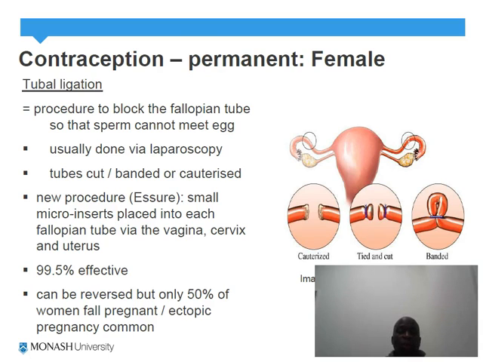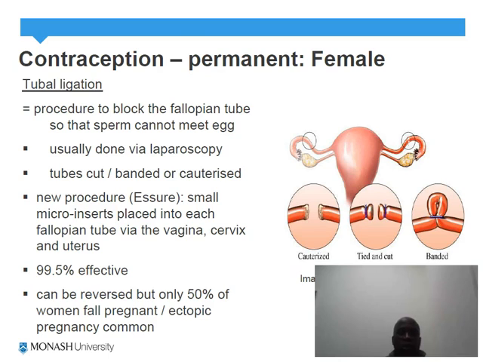Laparoscopy is a procedure where you insert the device for contraception by making a small hole on the stomach, and allowing the camera in. Then you can view the entire procedure via the screen. So basically the tubes are cut, banded or cauterized.